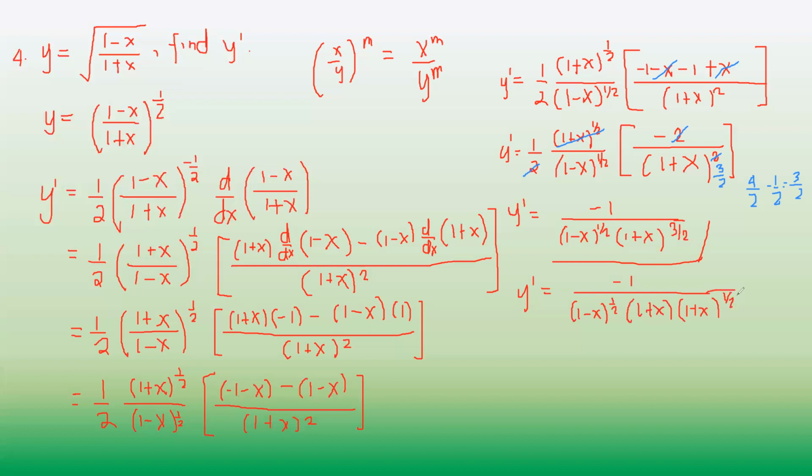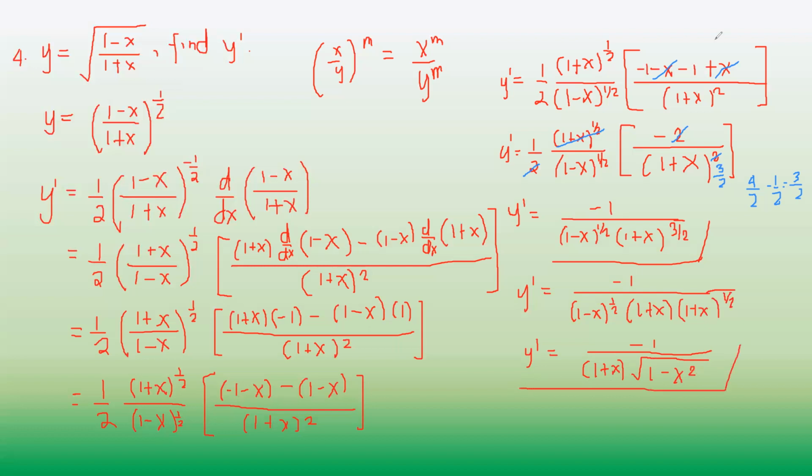Pwede rin ganito. Ito kasing 3 halves ay 1 saka 1 half. Yun, yun ang 3 halves, 1 and 1 half. So 1 saka 1 half. Naghiwalay natin. Or y prime is equal to negative 1 over 1 plus x times square root of 1 minus x squared. So ayan, pwede rin yan. Another form natin yan, ng sagot.